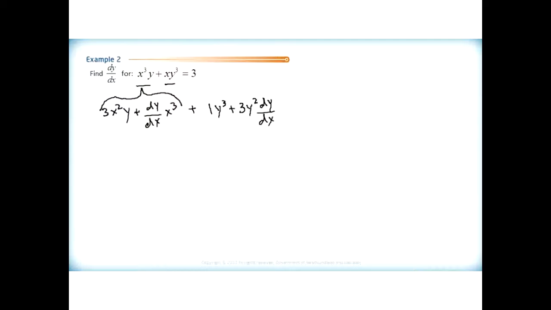Remember, because it's a nested function, y is a function of x, multiplied by the x that we had in the beginning. And then that's going to be equal to 0, because the derivative of 3 is 0. And everything I have inside here is just part of the product rule for these two terms. Okay? So two product rules.